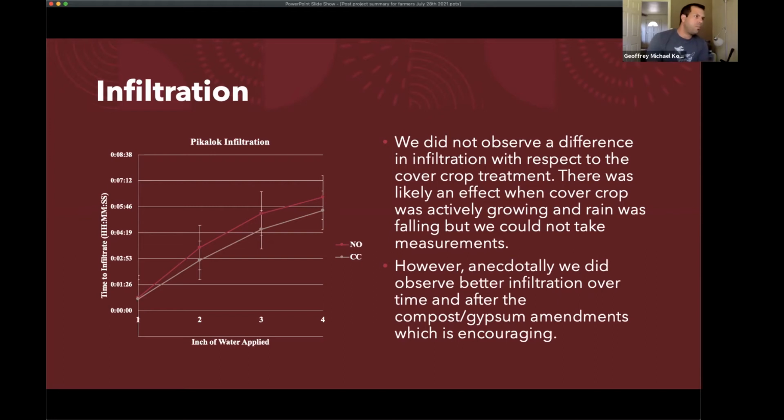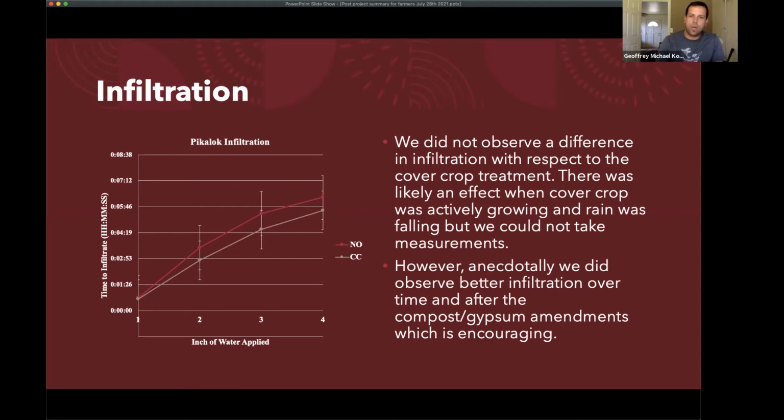So yeah. Geoff, go ahead. Geoff, how was this graphic generated, and which year is it generated from? This is from 2020, so this is 2020 data. We only did infiltration one time at the Pikalok site, and it was generated by giving each test a score, the amount of time that it took to infiltrate each inch of soil.